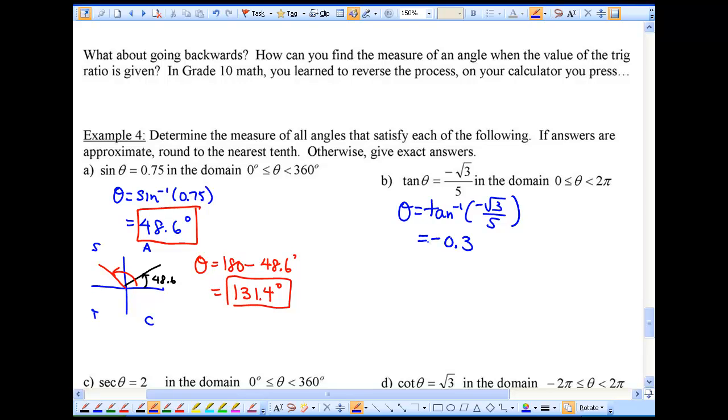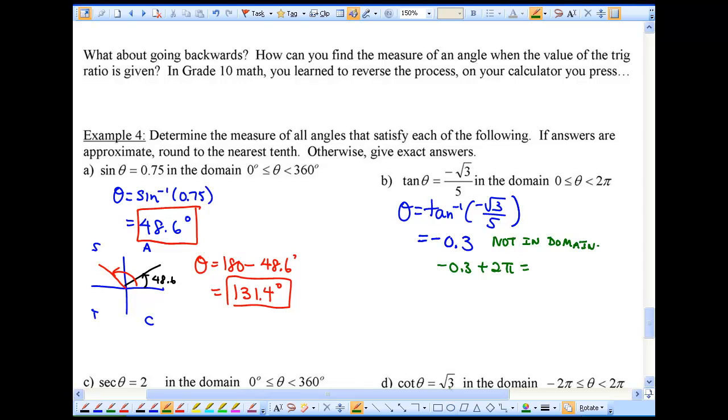Interesting enough, this is not in my domain. Oh, sorry. So how do we bring this back into the domain? Remember, this is the idea of coterminal angles, so I'm going to add to it. Okay, I'm going to say not in domain. So in order to make it there, I'm going to have to add something to it. How about adding 1 cycle, which is 2 pi?